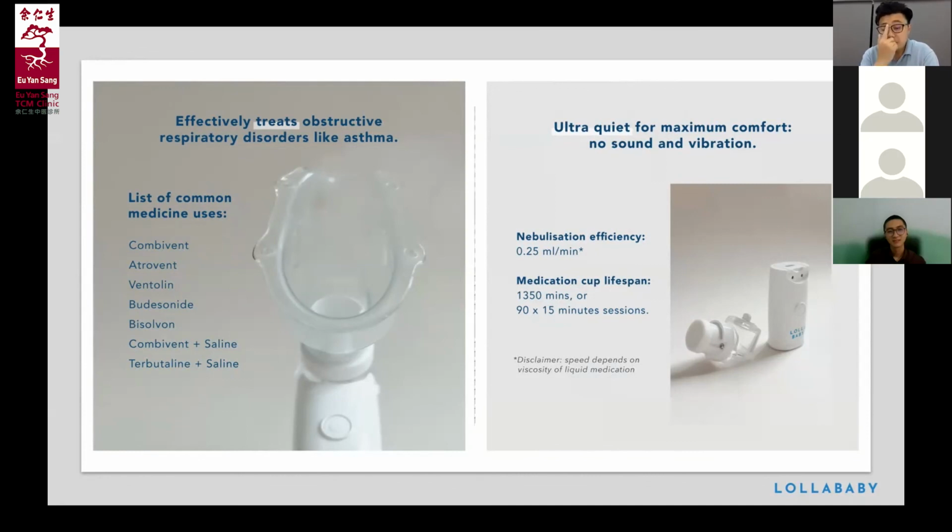And then the nebulization efficiency, it dispenses about 0.25 ml per minute. So depending on the amount of medication that's prescribed, usually between 10 to 15 minutes per session, right?